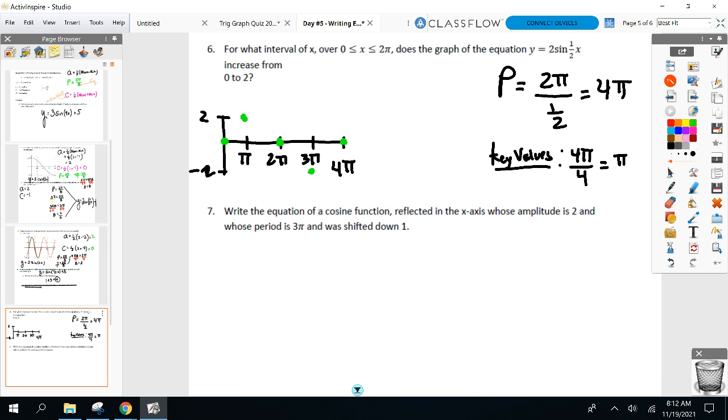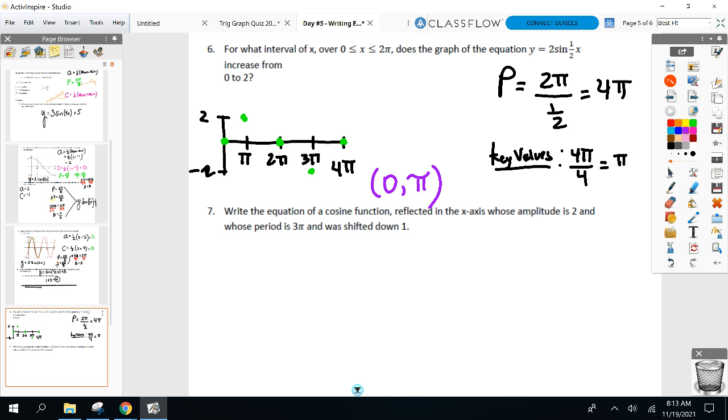Let's answer the question now. What interval on the x-axis does it go from 0 to 2? There's only one spot, right? It goes from 0 to 2. Where on the x-axis does it go 0 to 2? From 0 to pi. Brackets, parentheses? Parentheses, increasing. So there you go. There's my answer. From 0 to pi.